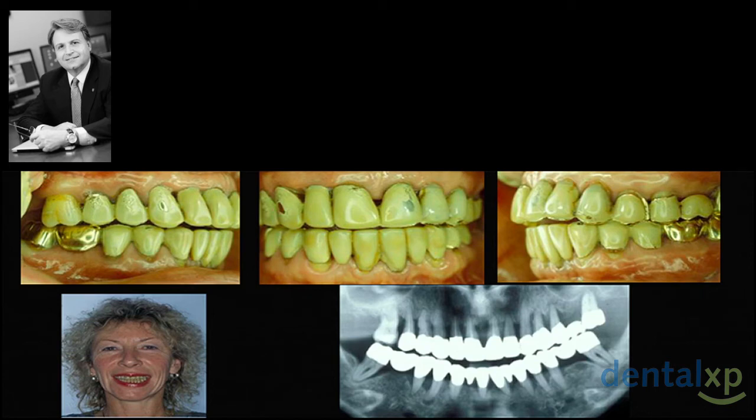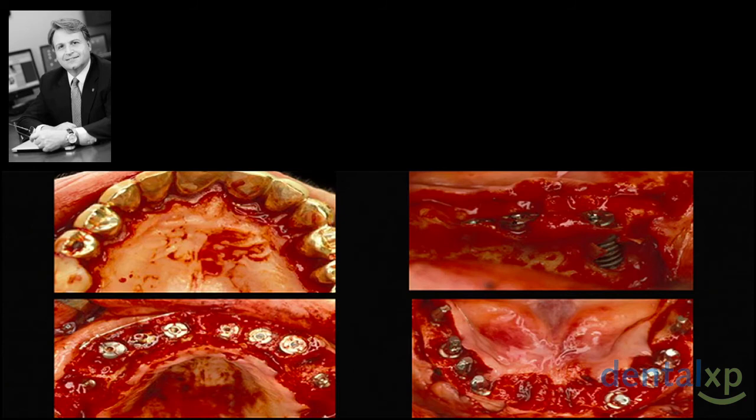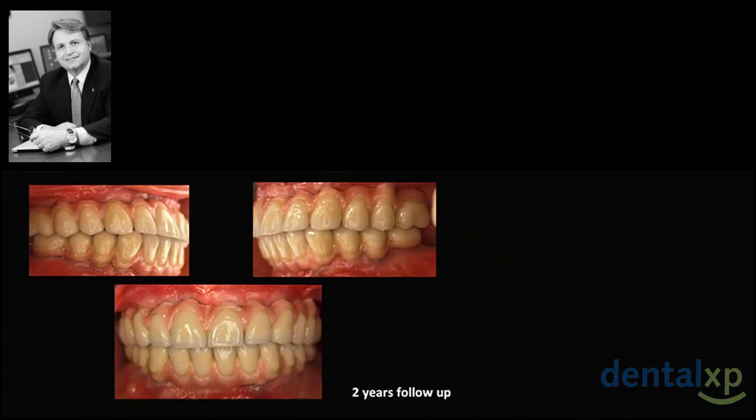Now, this lady, she was interested in having new restorations, one of my first cases in my career. Extraction of all of the teeth due to advanced periodontitis. All of the teeth were mobile. Here we had to graft the sites with autogenous bone. This is the 2-year follow-up, but the patient is married with me forever because I placed the implants.